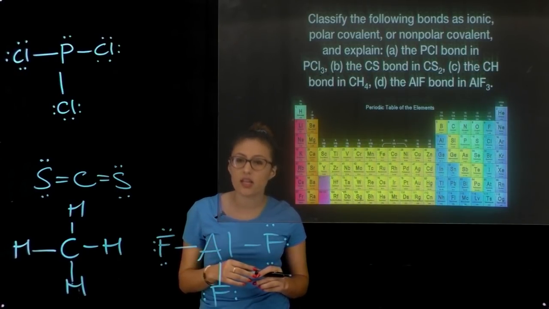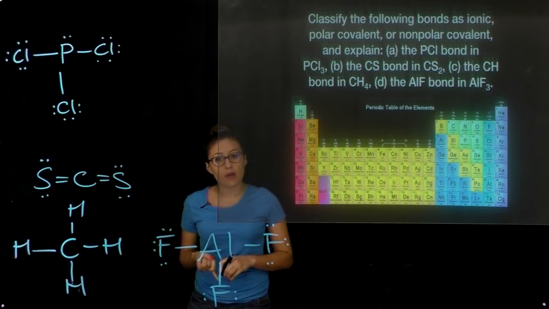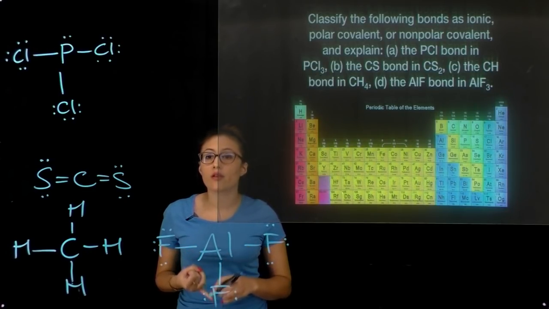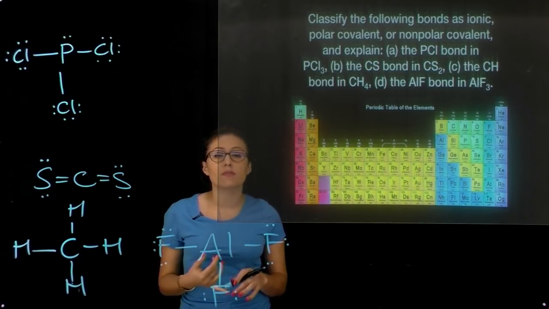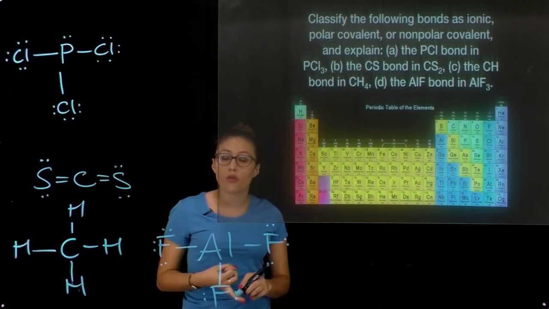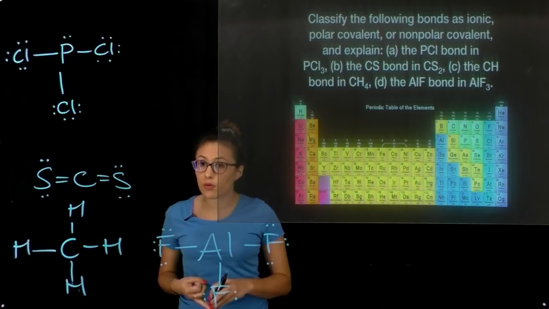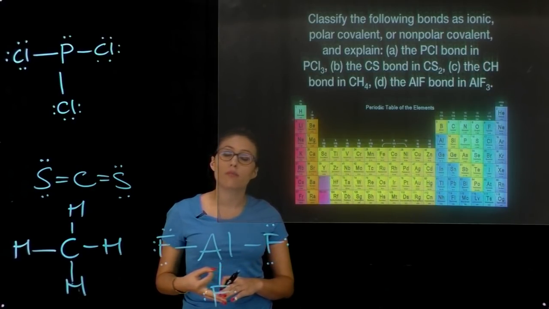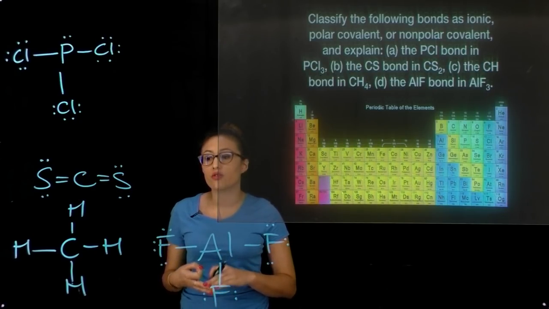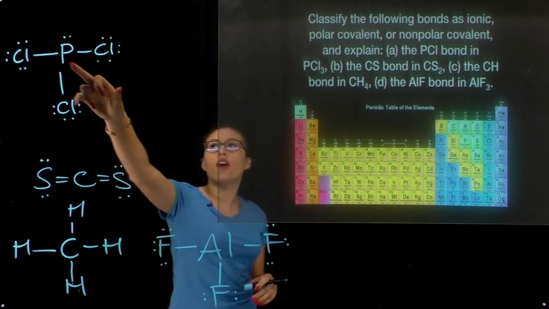So in each of these cases, let's go over what an ionic bond is. We know an ionic bond is the transfer of electrons between a metal and a nonmetal. This is facilitated by the electrostatic attraction between the two. A polar covalent bond is a covalent bond, however, the electrons are shared unequally between the two. And then we have a nonpolar covalent bond, in which the electrons are equally shared between the atoms.